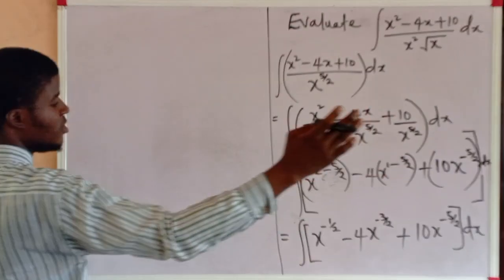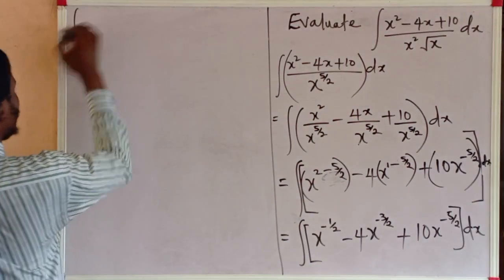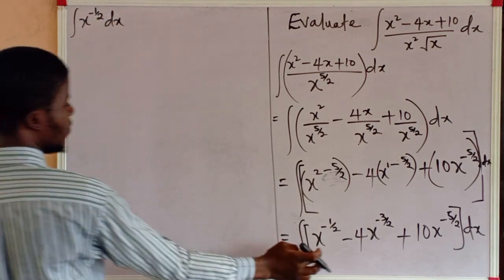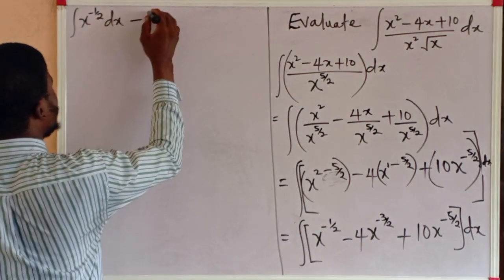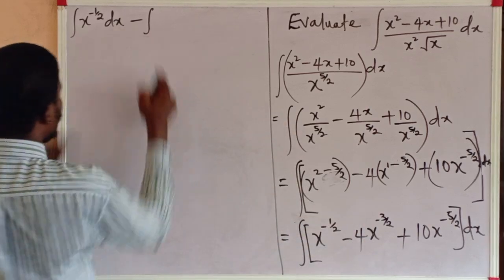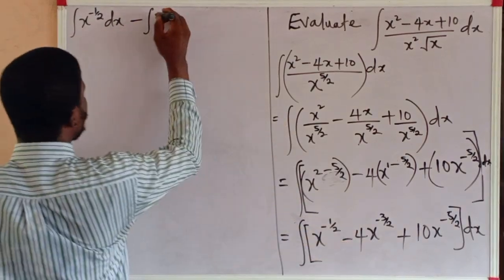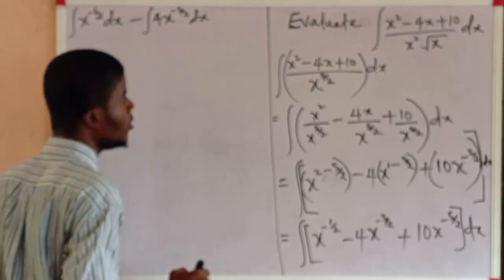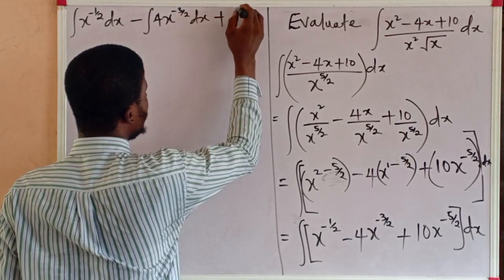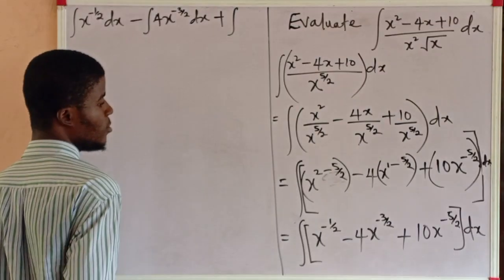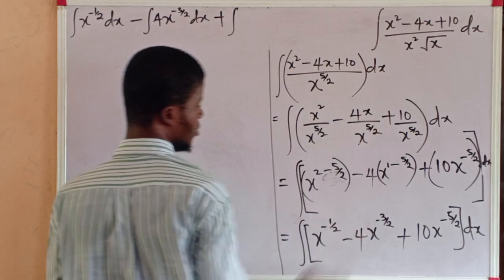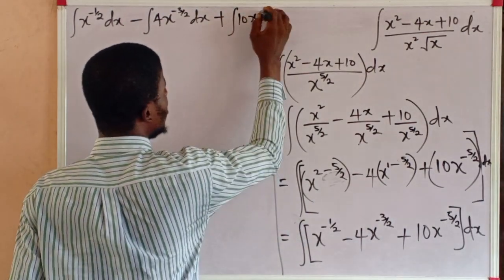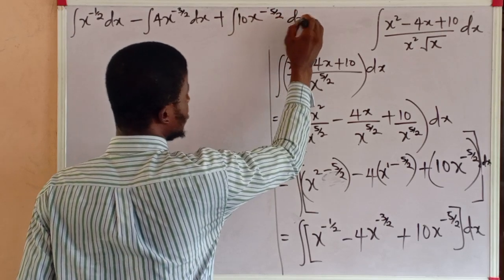So I can rewrite this integral as the integral of x to the power of minus 1 over 2 dx. That's this first one. Then minus the integral of this now. This minus is what we have here. So I'm taking just 4x to the power of minus 3 over 2 dx. Then I have plus the integral of 10x to the power of minus 5 over 2 dx.